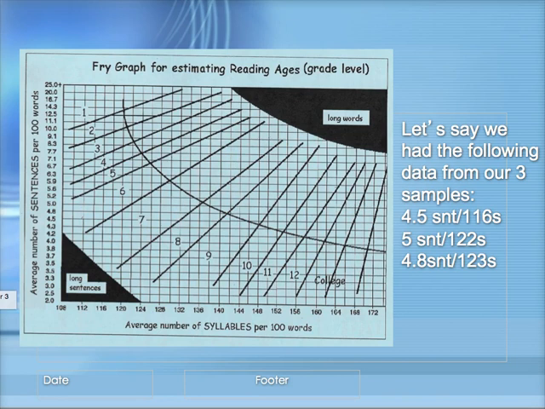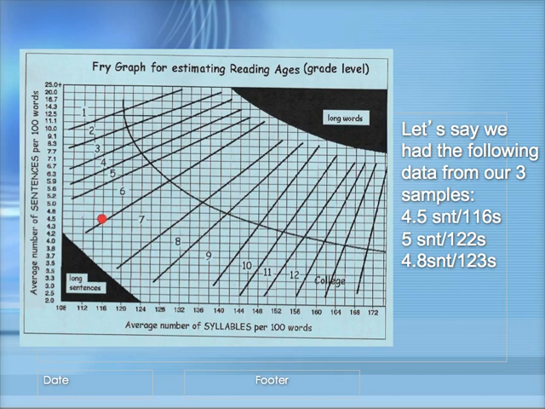Now we use the Fry graph. And one of the graphs is for grade level, the other is for age level. You'll just have to determine which you prefer for that. Most teachers like to use grade level, but you're certainly able to use the age graph if that's what you prefer. So let's say that we had the following data from our samples. We had 4.5 sentences with 116 syllables, 5 sentences with 122 syllables, and 4.8 sentences with 123 syllables.